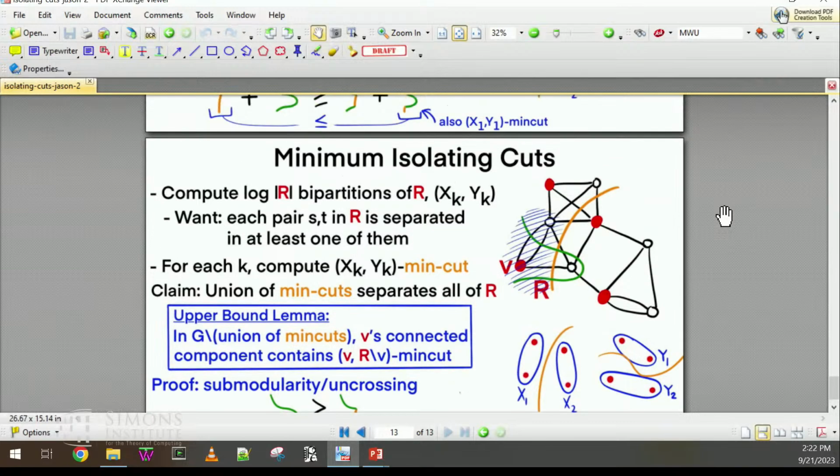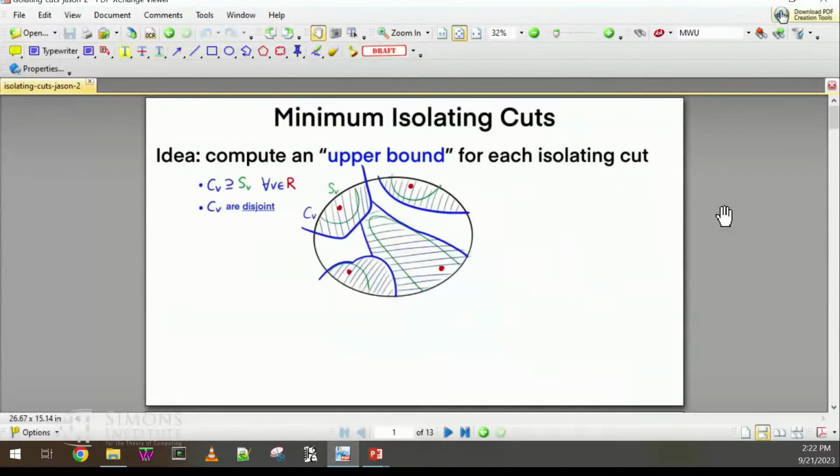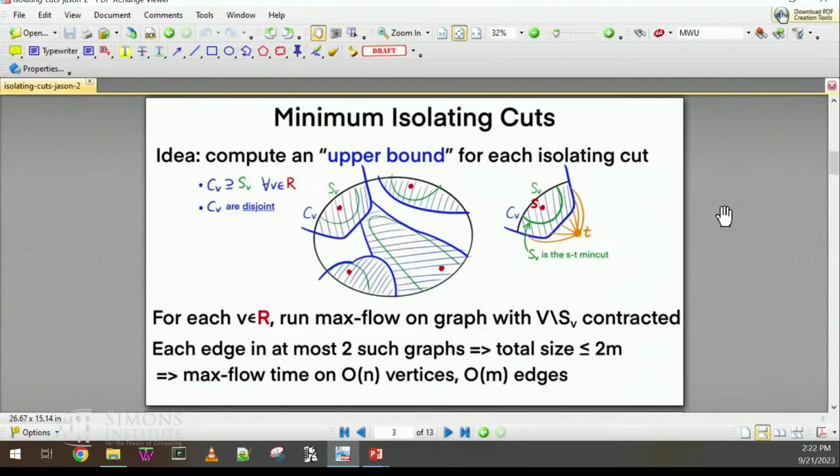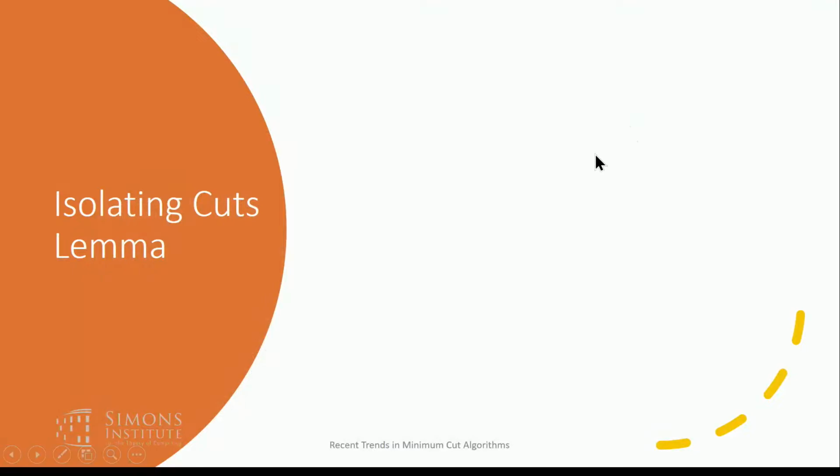So more precisely, for the upper bound lemma, we're assuming that these SV cuts are inclusion-wise minimal, and therefore they must be contained. So that concludes the isolating cuts lemma.